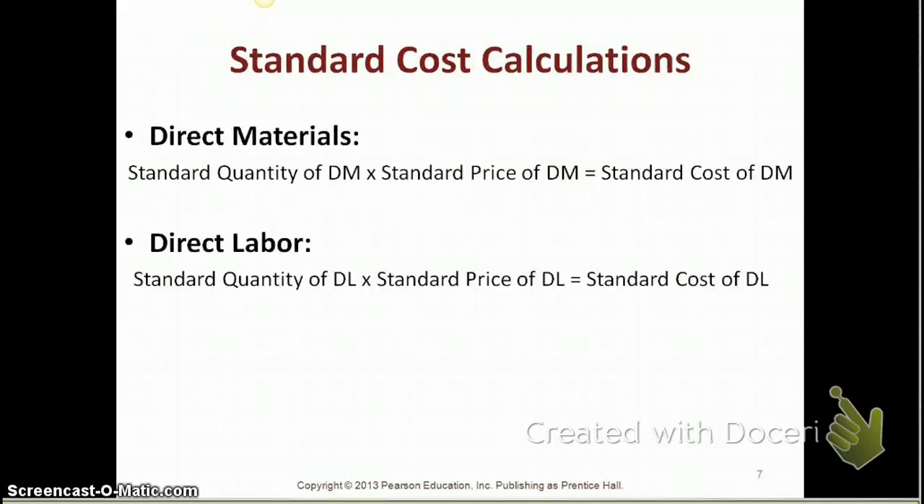You'd probably want to write these formulas down and bring them to class, but a lot of them is pretty much common sense. The standard cost for direct materials is calculated by multiplying the standard quantity of direct material by the standard price of direct material, which is the standard cost of direct material. For direct labor, it's the standard quantity of direct labor multiplied by the standard price of direct labor. That gives you the standard cost of direct labor.